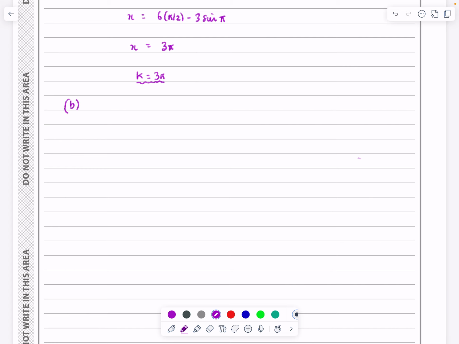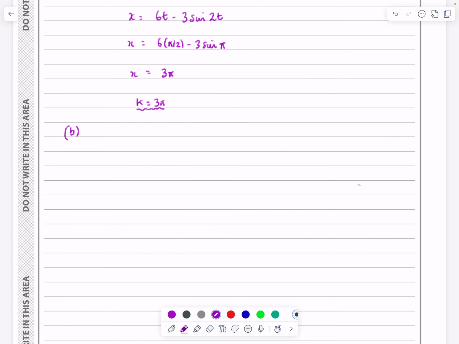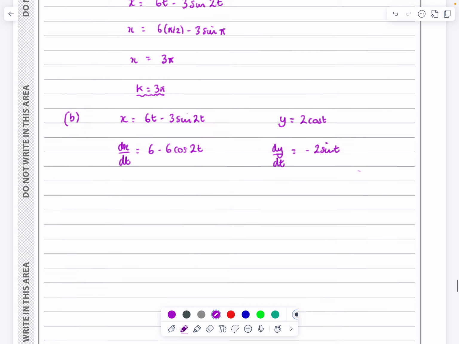Part B, if I want dy by dx, let's find dx by dt and dy by dt. So x is equal to 6t minus 3 sine 2t, so dx by dt is going to be 6, and differentiating sine 2t gives 2 cos 2t, but because of the 3 there, it is going to be 6 cos 2t. y was equal to 2 cos t, so dy by dt, then the differential of cos is minus sine, so minus 2 sine t there.